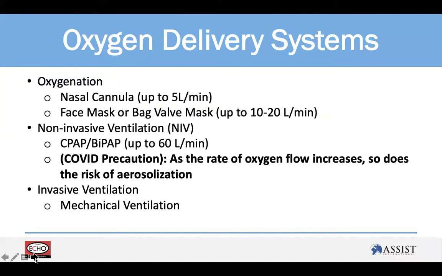As we increase our level of oxygen flow, there are various forms of delivery systems available. Nasal cannula is able to deliver oxygen up to about 5 liters per minute. With the use of a face mask, which could be a simple face mask, a partial rebreathing mask, or a non-rebreathing mask, we can deliver up to 10 to 20 liters per minute. The use of non-invasive ventilation is available through CPAP or BiPAP, and can administer up to 60 liters per minute.